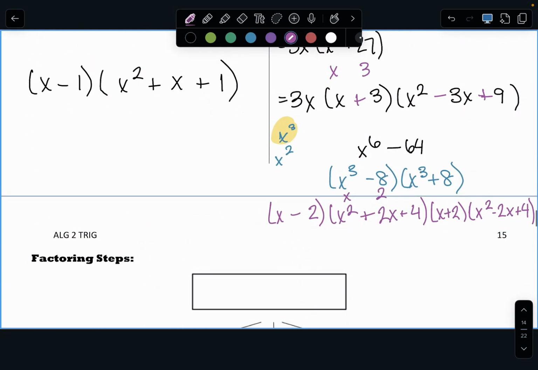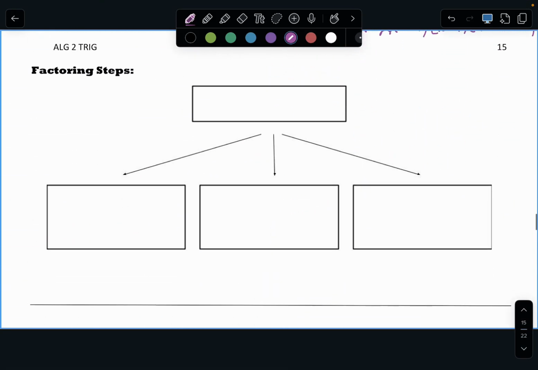Do we have to do this? Oh, wait. Pause. Back it up. Go to this sheet. I'm sorry, Laura. We are now officially done with factoring steps. So let's fill out this completed flow chart. Step 1 is always GCF. That's not how you spell GCF.